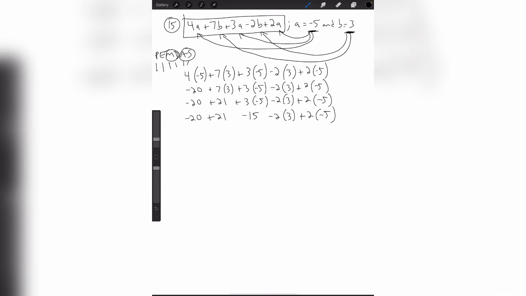All right, and then I'll rewrite all the way across here because my next step is going to be to multiply -2 and 3. -2 times 3 is -6. Okay, and then my last one, 2 times -5 is -10. So I'll go ahead and write that all the way across. -15 minus 6 minus 10. All right, so -20 plus 21 gives me 1.